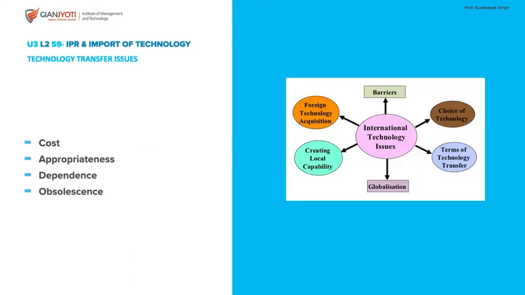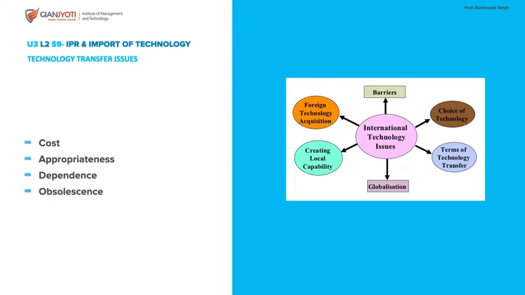So, what are the issues in technology transfer? Basically, four broad parameters: the cost consideration, so that could become an issue; the appropriateness, whether it is appropriate technology for the purpose you are transferring; and dependence. So, are you going to be dependent on the country who is supplying you that technology, or will you be able to build your own technology? And as you know, technology becomes obsolete over a period of time. So that's another big issue when we talk about technology transfer.